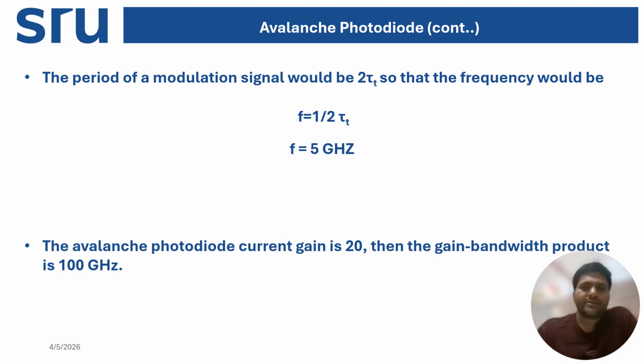So the avalanche slows down. The period of the modulation signal would be 2 tau, so the frequency would be 1 upon 2 tau, that is 5 Hz. The avalanche photodiode current gain is 20. The gain bandwidth product is 100 GHz.